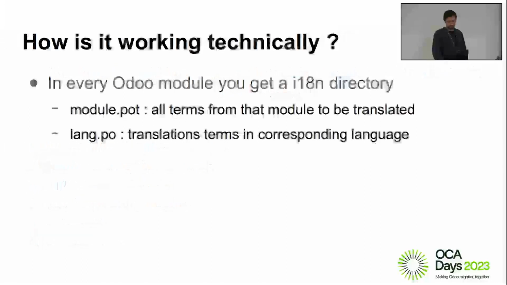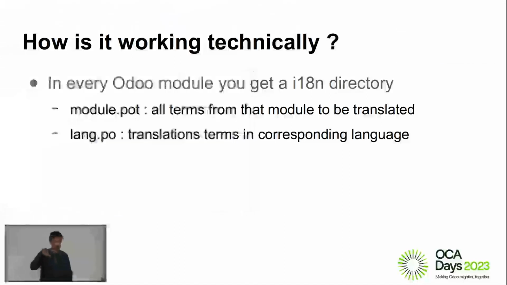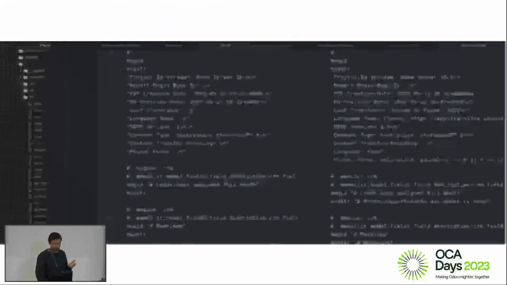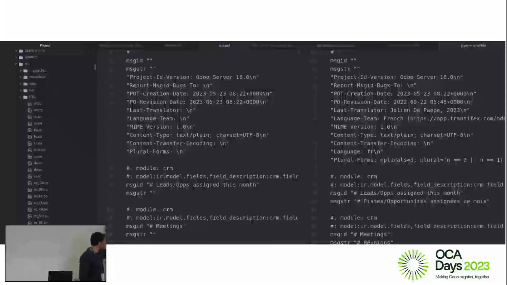Let's go. Technically, in every Odoo module, whether it's from Odoo, from OCA or from anyone else, you get an i18n directory, which contains a module.pot, named after the module, where you have all the terms that need to be translated. Then you have one .po file per language with the translation terms for this module. Here you have the POT file with only the terms to be translated, and then, for instance, in the French PO file, you also have the translation.